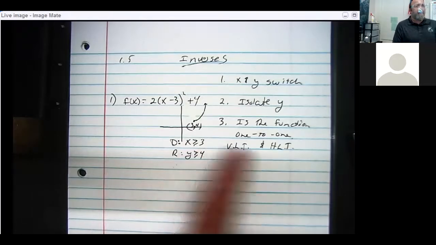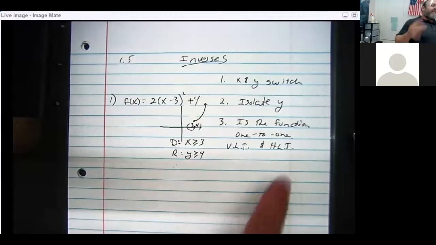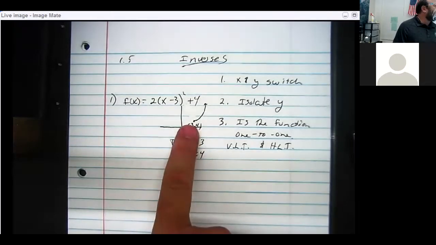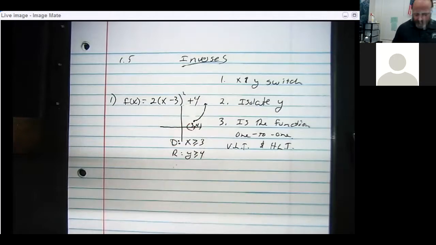So I need to make it 1-to-1. So the rule is you throw away as little as you can. Sometimes if there's a problem where you just had to throw away a little bit, then throw away a little bit. Did I have to throw a little bit away here? I threw away half the graph. Literally half the graph made this thing bad. So anyway, let's figure out what this inverse is.